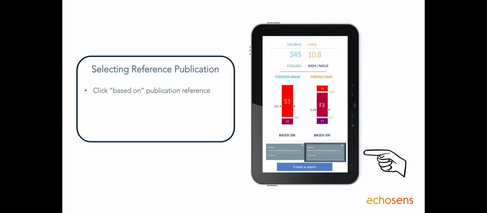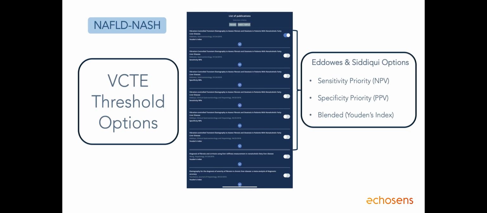So let's focus on, notice that for liver stiffness, we're currently on Eddowes et al., and we're on a Youden's index. So let me explain what that is. What you see here is if you were to click on that gray area that I was just showing you, you would see all of the available reference publications from which you can choose. If you look in the top here, you'll notice there are two publications. One is Eddowes et al., and the other is Suzuki et al.